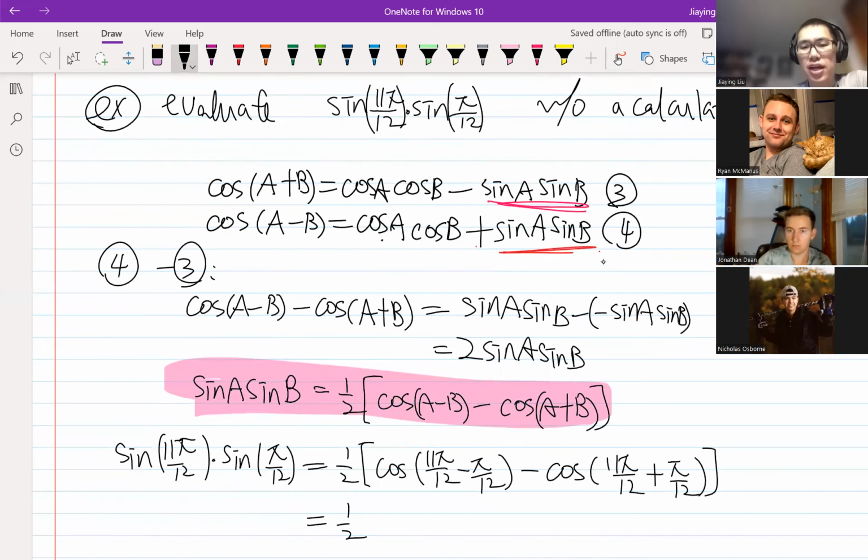So now we have 1/2 times cosine of 11 pi over 12 minus pi over 12, so that's 10 pi over 12, which is 5 pi over 6, which is not too bad, minus cosine of 11 pi over 12 plus pi over 12, that's 12 pi over 12, which is pi, which is actually really nice.